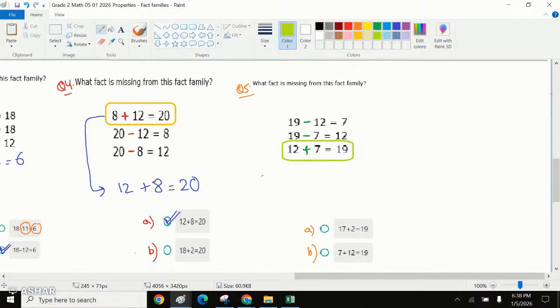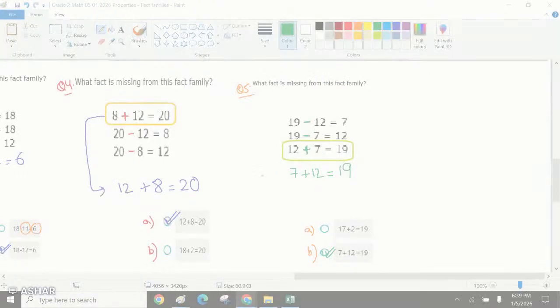Yes. Thank you. That means the other statement would be 7 plus 12 was 19. Thank you for the answer. Okay. That means B is the correct answer. So let's click on the option B and let's see. Yes, 7 plus 12 is 19. That was the correct answer.